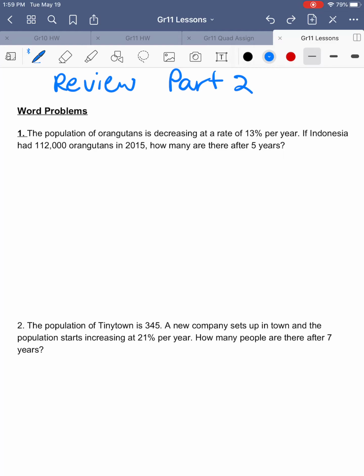So we're going to be working with our basic exponential relations equation, which is y is equal to a times b to the power of x. So we need to identify what information we are given and what information we are looking for. So our a value, this is our starting number or initial number. This is the number of orangutans. So 112,000 orangutans. Now, we are told that the population is decreasing at a rate of 13% per year.